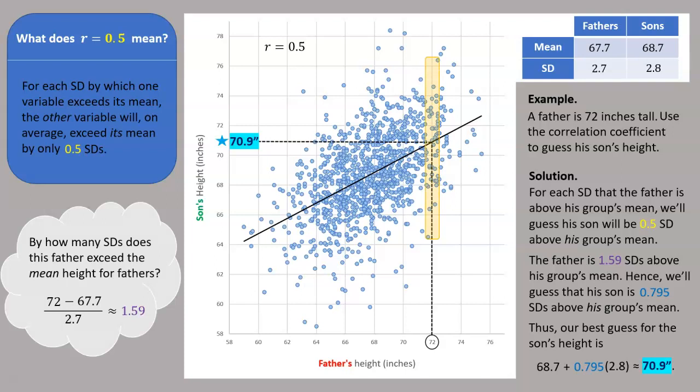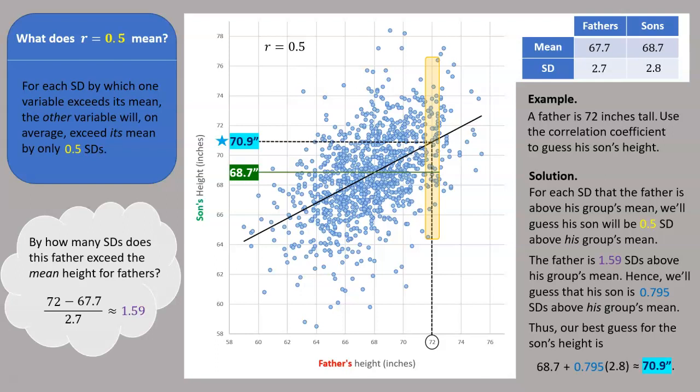That being so, you might wonder what the point is. The key idea is that this guess of 70.9 inches is an improvement over what we might call the naive guess of 68.7 inches. This would be a naive guess because it's just the mean height among all sons in the study. But if all we knew was the information in our table, that naive guess would have been the best we could have done. Yet remarkably, just by adding one number, the correlation coefficient between fathers' and sons' heights, we were able to improve upon that naive guess considerably.